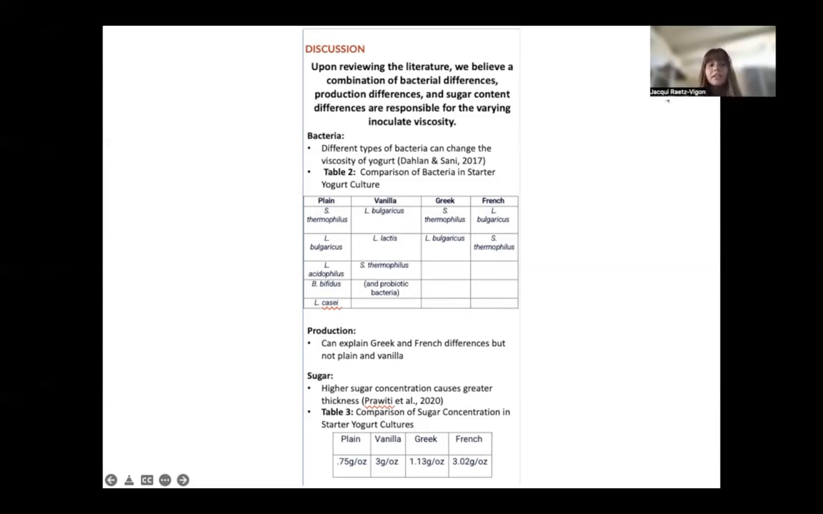In another study, the yogurt that fermented the fastest was made up of S. thermophilus, L. bulgaricus, and L. acidophilus, with the yogurt that was made of S. thermophilus and L. bulgaricus not far behind. So we tried to see if these applied to our experiment.